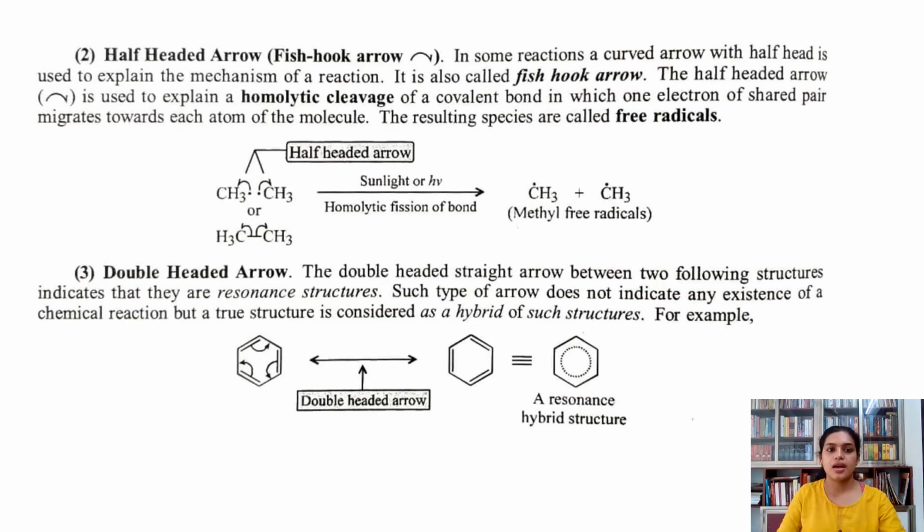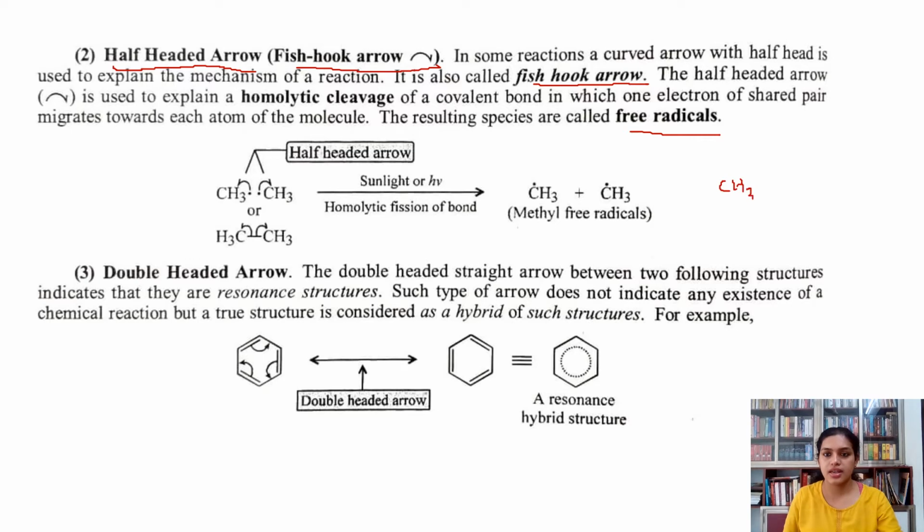And the second one is the half-headed arrow or fishhook arrow. It looks like a fish hook, therefore it's otherwise known as fishhook arrow. It represents the shift of only one electron, and the resultant species obtained are free radicals. So this fishhook arrow represents single electron shift.